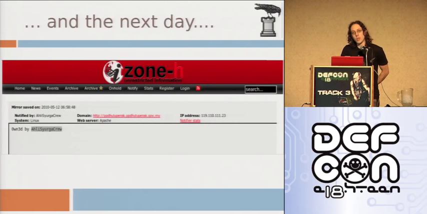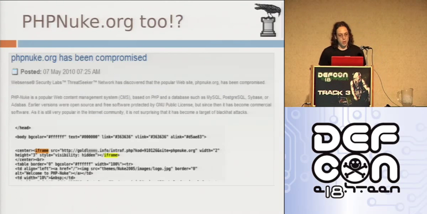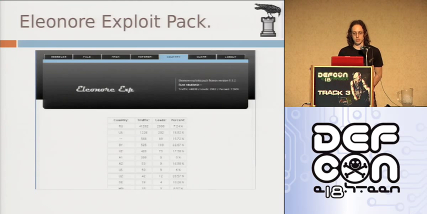So then what would they do? They would go to the vendor's website to get a patch, correct? Vendor got hacked. phpnuke.org. So what happened here, the vendor's website wasn't defaced like the others. Instead, it added an iframe. In fact, most of the websites, they added this iframe to the bottom of the page. And what this is doing is it's a part of the Eleanor exploit pack.